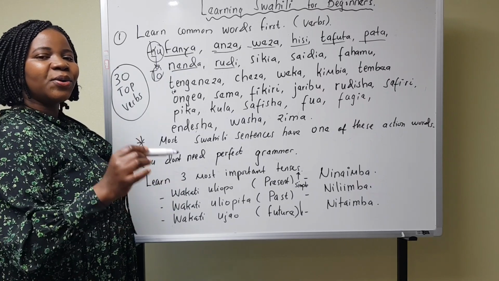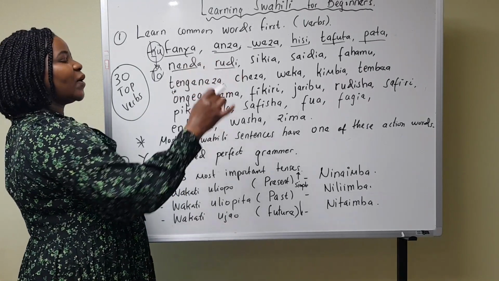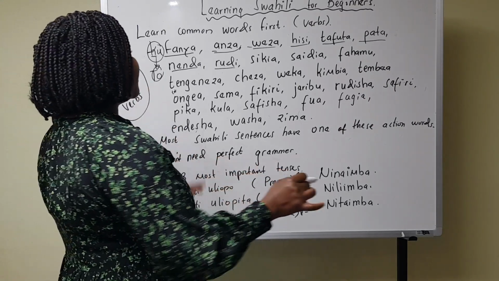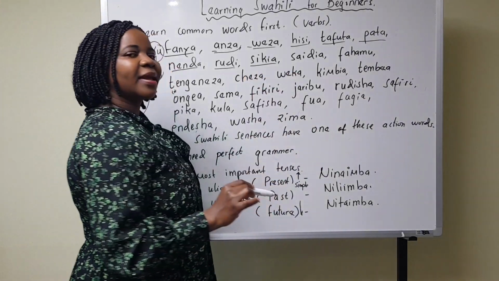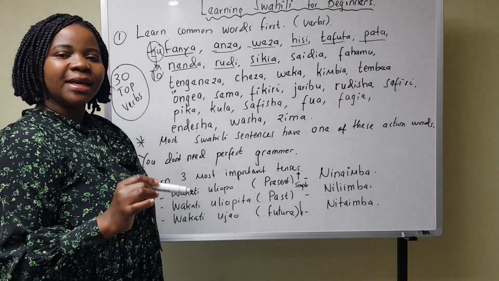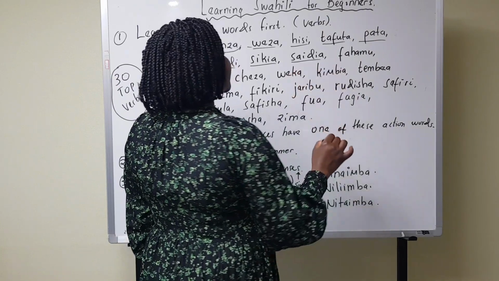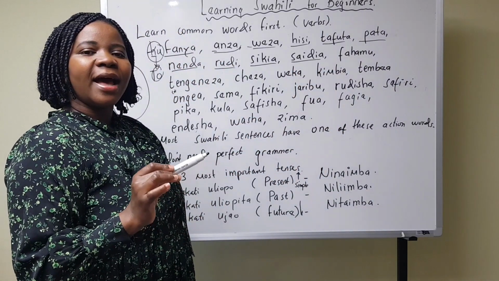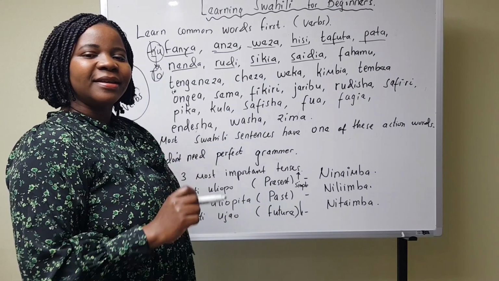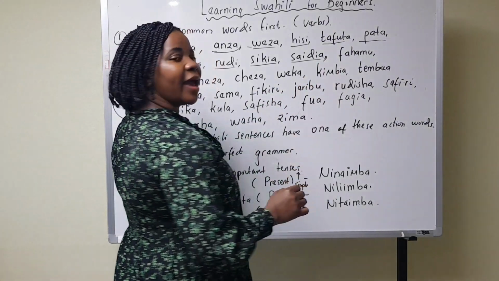And another verb is rudi. Rudi, which means come back. Rudi. So nenda, go. Rudi, come back. Another top Swahili verb is sikia. Sikia, which means listen. Sikia. Okay? And another verb is saidia. Saidia. Okay? So saidia in English means help.